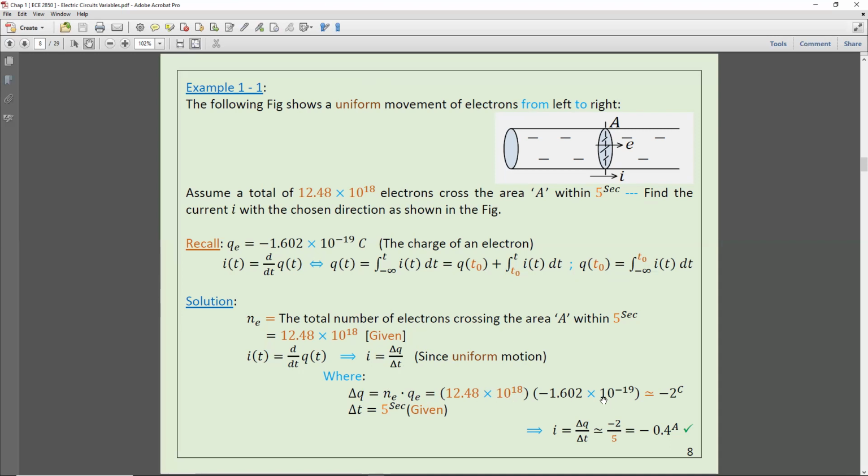So after I do the multiplication, I'm going to get -2 here, -2 coulomb. This is not an exponent, this is coulomb, okay? So here I got -2 coulomb. Again, this is negative because the charge here is an electron. If I change the same example and I tell you it is a proton, so this would be positive because a proton is just positive, okay?